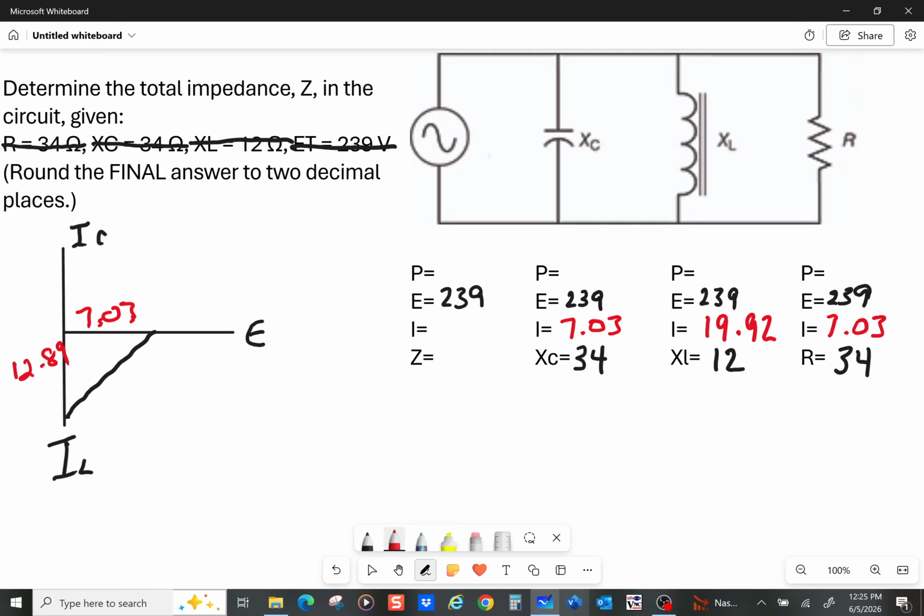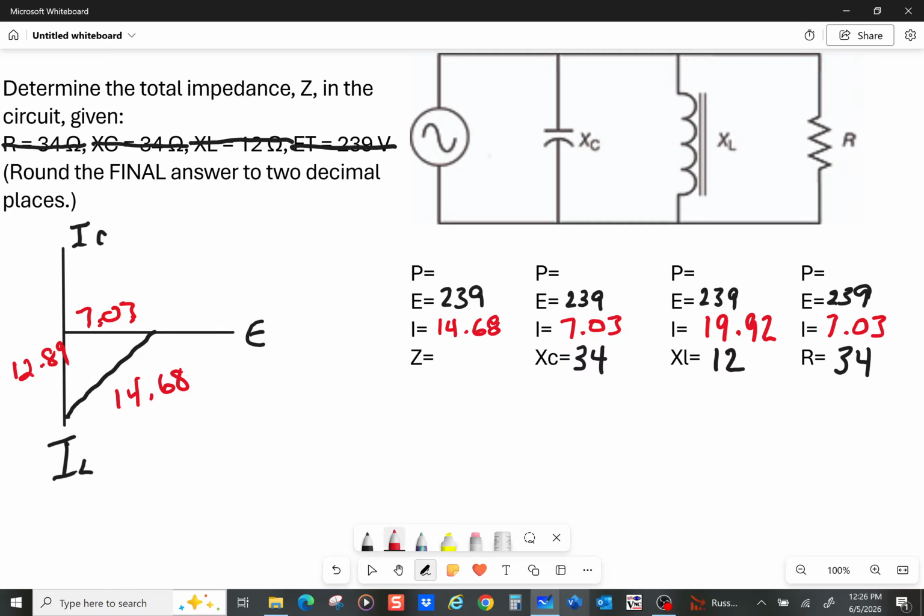And now that I have my 12.89 amps, I can sit here with Pythagorean theorem and I can solve for my total ampacity in the circuit. So I'm going to take my 12.89 squared plus 7.03 squared, and the square root of that value is going to give me a value of 14.68 amps.